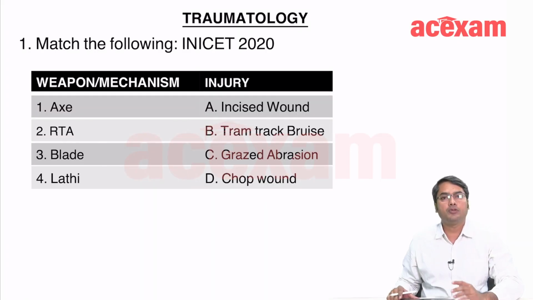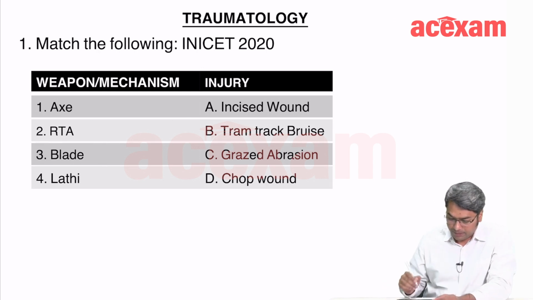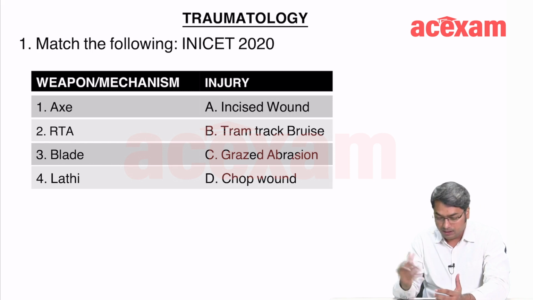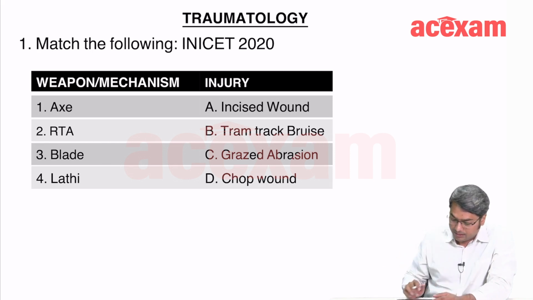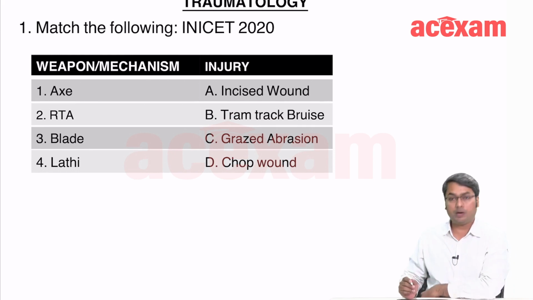Now let us discuss the questions which have come in the recent year exams in NEET, AIIMS, etc. in the last few years from the topic of traumatology. The first question, match the following. This came in NEET 2020, where in one column they were giving weapons or mechanism, X, RTA, blade and lathi, and in the other column we have incised wound, tram track bruise, grazed abrasion and chop wound. Alright.